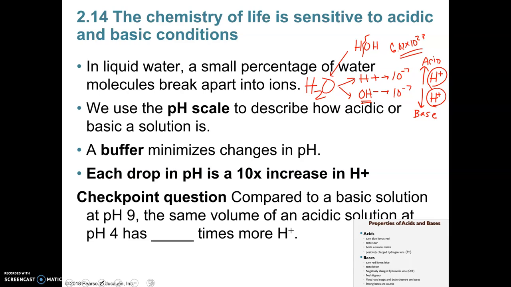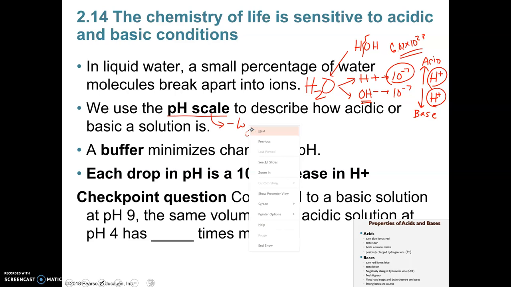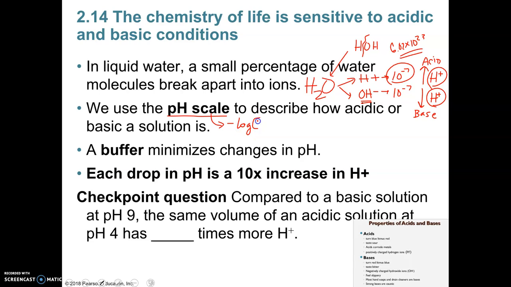Now, we use a scale to simplify this, because obviously these are really tiny numbers, right? 10 to the negative 7th. So instead, we've created something called a pH scale. We're not going to learn how to calculate pH, but there's a formula for it: the negative log of the concentration of hydrogens. In math, you probably haven't learned about logs yet, but the bottom line is you plug the hydrogen concentration into a calculator using a log function. Basically, it gives us a scale from 0 to 14, with 7 right in the middle. So 7 is considered neutral. 7 is where the amount of hydrogen ions in the solution is technically 10 to the negative 7.